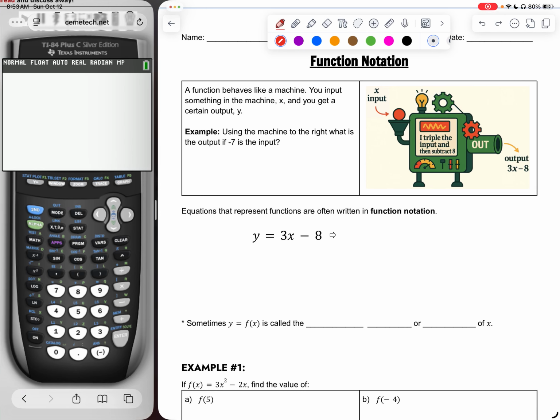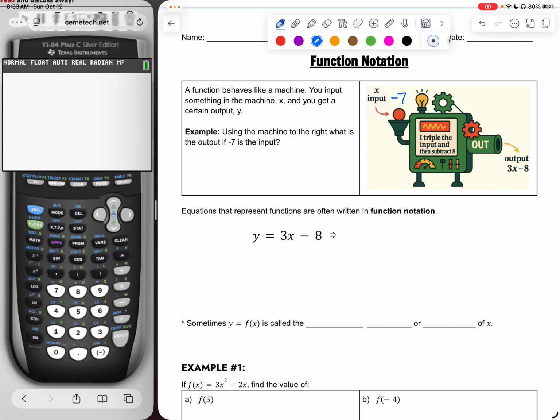Hello, today we're going to talk about function notation. So, a function behaves like a machine. You input something into the machine and you get back out a certain value, which is your output, which is y. Whatever you input is what your x is, whatever you get back out is y. It says, using the machine to the right, what is the output if the -7 is the input? So what they're saying here is if I put -7 in, what do I get back out?